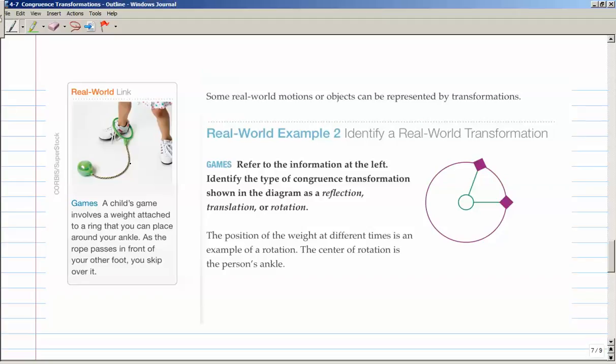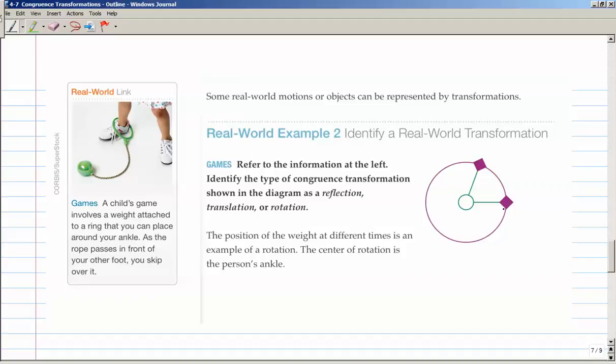Actually, this is an interesting little toy. This was one of my favorite toys when I was younger, where you put it around your ankle and then you swing it around and kind of jump over it every time. So this diagram here shows the movement of the little ball on the end of the loop around your ankle from this position to that position.